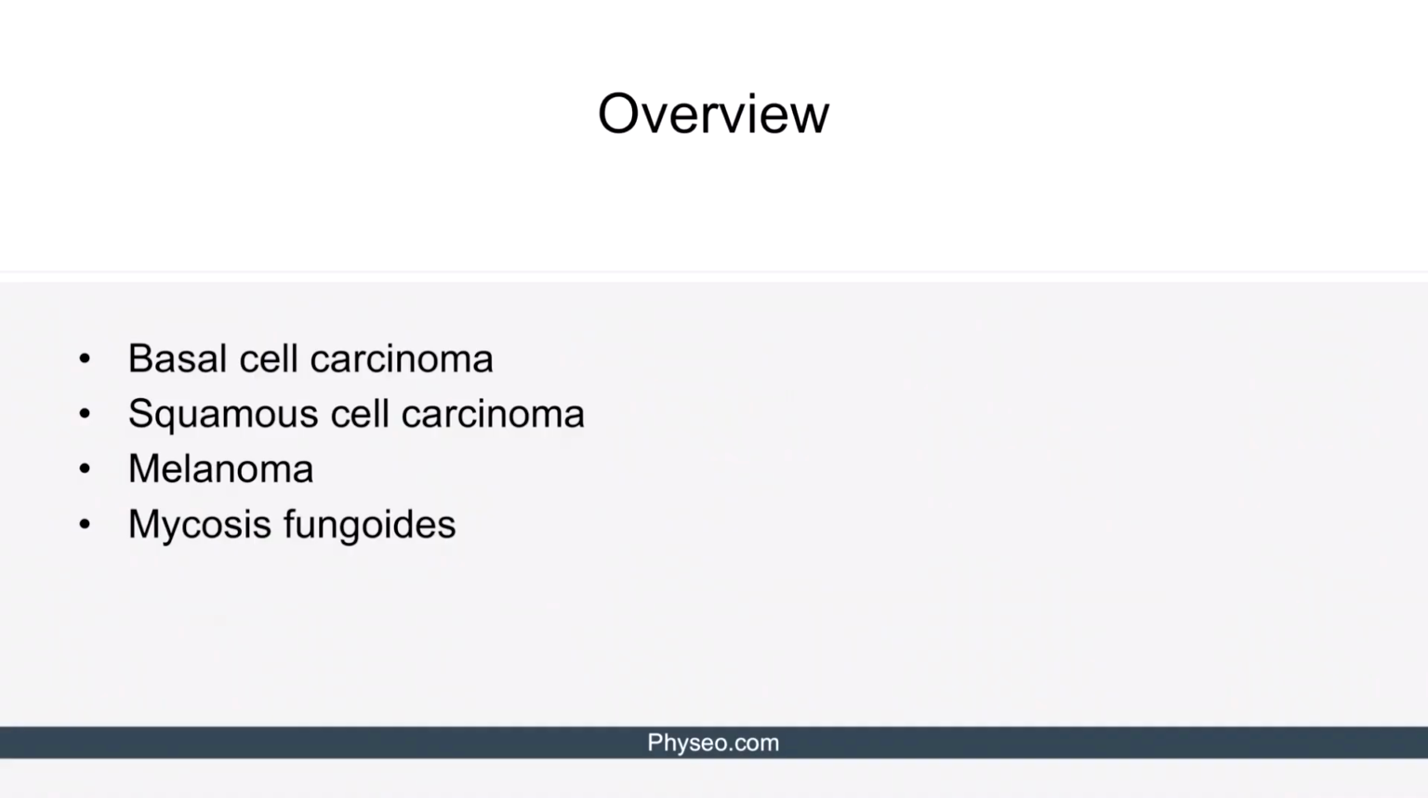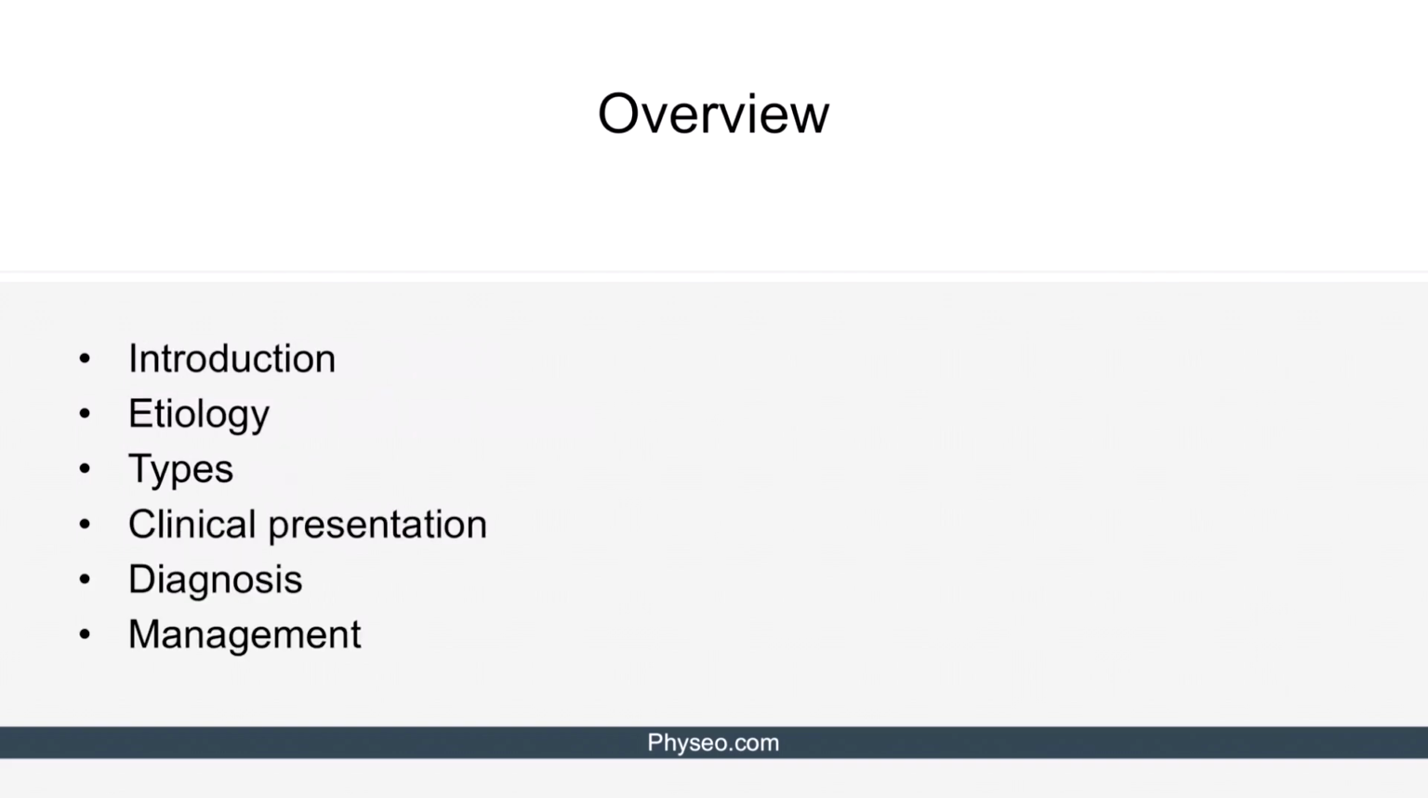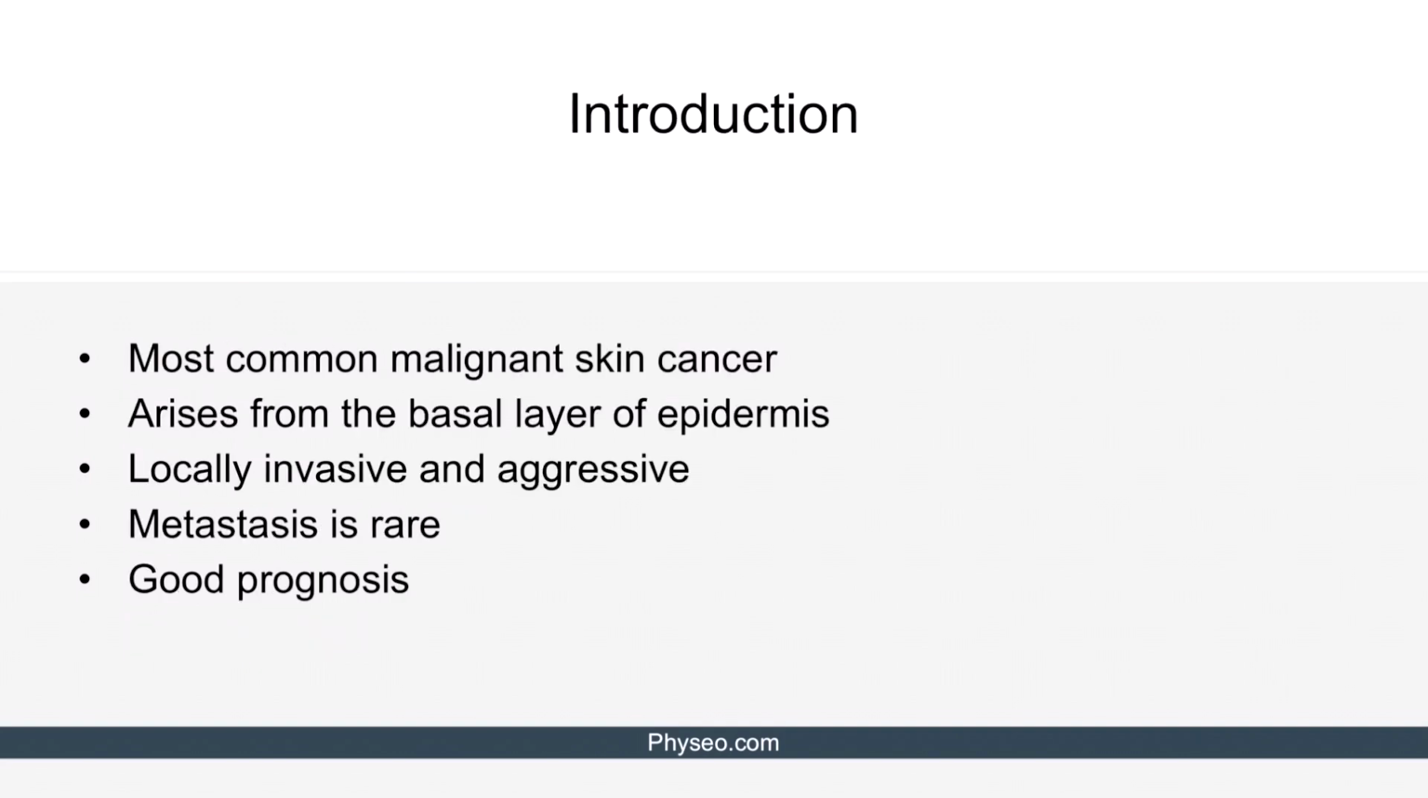Let's get started. In this section, we'll go through 4 malignant skin lesions: basal cell carcinoma, squamous cell carcinoma, melanoma, and mycosis fungoides. Let's start with basal cell carcinoma. For each of these lesions, we'll go through introduction, etiology types, clinical presentation, as well as the diagnosis and management. So let's start with the introduction to basal cell carcinoma.